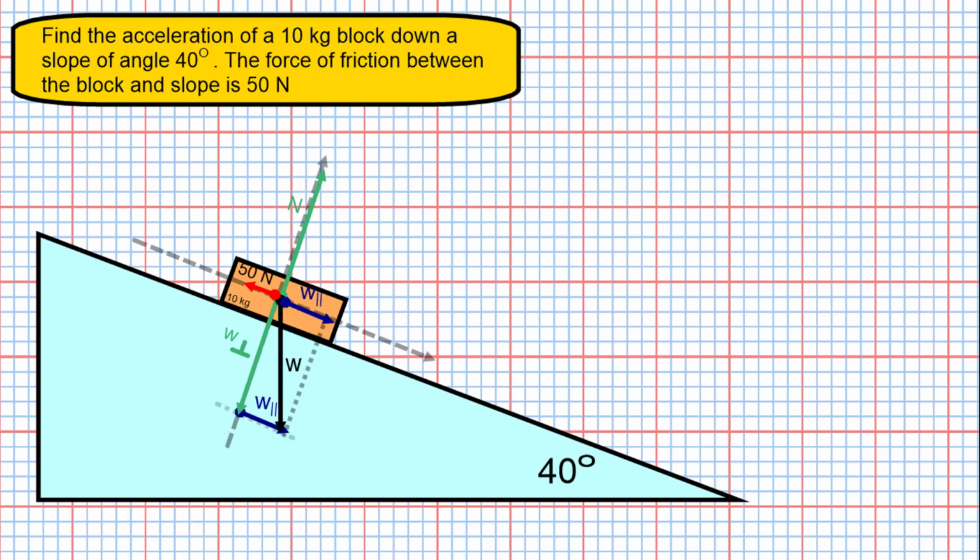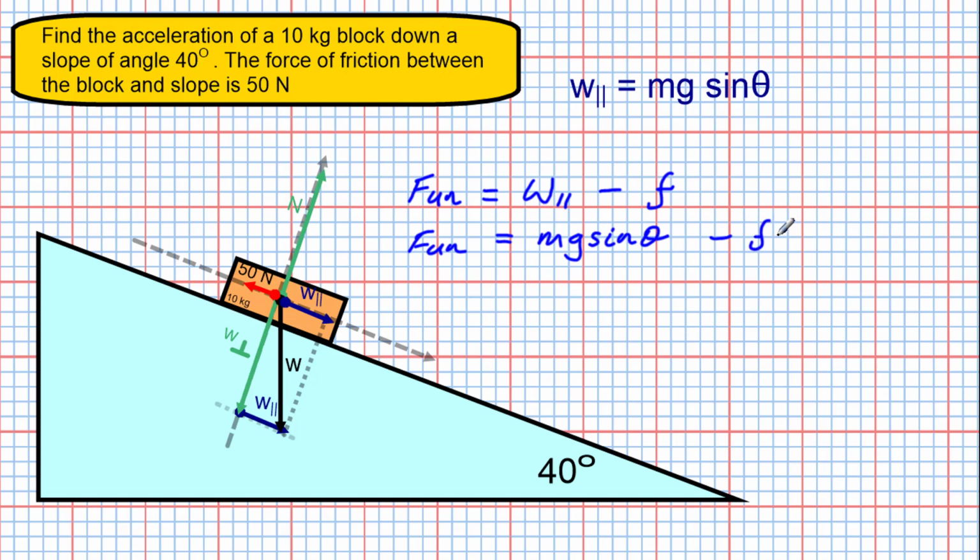But we are going to have an unbalanced force acting down the slope, and that unbalanced force can be found as follows. Unbalanced force equals the parallel component of the weight acting down the slope, take away the force of friction, which we'll write as F for the moment. We know that the parallel component of the weight acting down the slope is always equal to mg sine theta. So we can put that into our expression: mg sine of theta, theta being the angle of the slope, take away the frictional force.